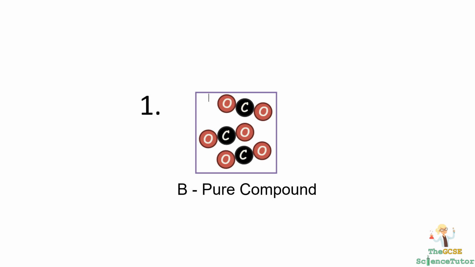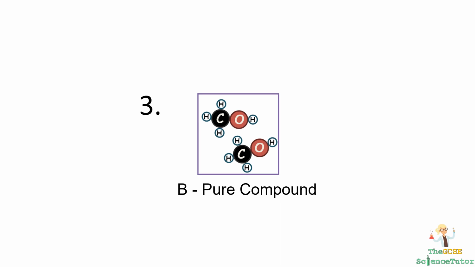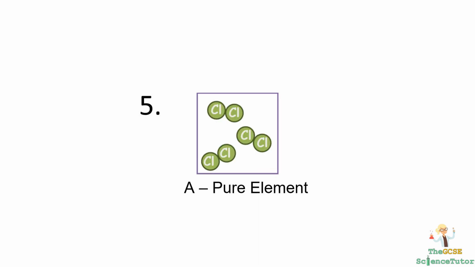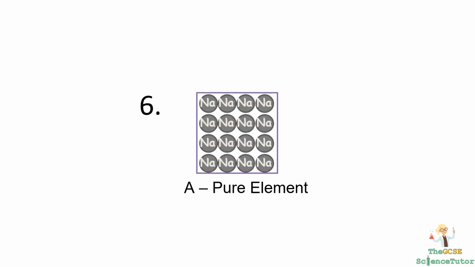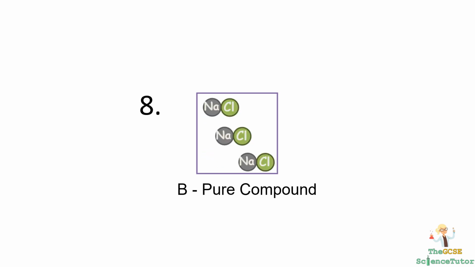So 1 is B, a pure compound, 2, B, a pure compound, 3, B, again, a pure compound, 4, is D, a mixture of compounds. 5 is A, a pure element. 6 is A, a pure element. 7, B, a pure compound. 8, B, a pure compound.